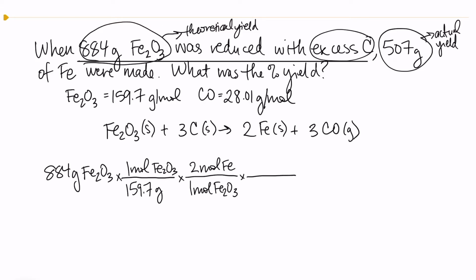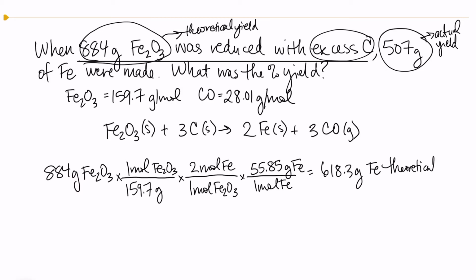And finally, because the mass that they gave me for the actual yield is in grams, I'm going to have to turn this into grams. So 1 mole of Fe will be 55.85 grams of Fe. So if I do this calculation here, I'm going to multiply everything on the top and then divide by everything on the bottom. So I end up getting 618.3 grams of Fe. That's my theoretical yield.